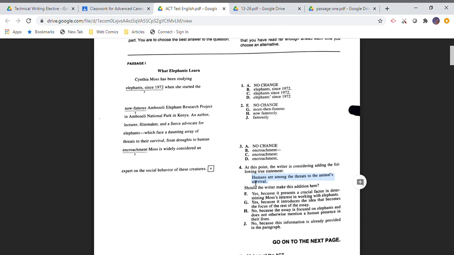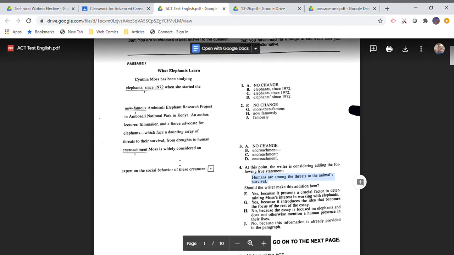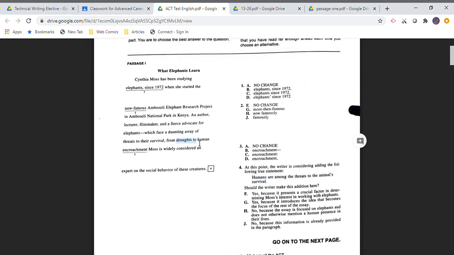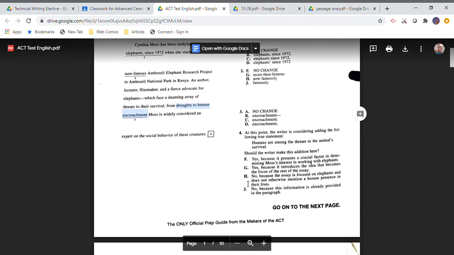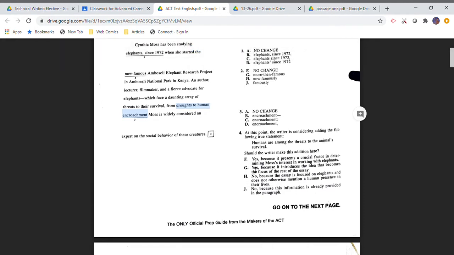So to jump from that to humans are among the threats to the animal survival, first is kind of jarring. Like, that's a whole different point than what this paragraph is trying to do. Not only that, but look at this. From droughts to human encroachment. We already said something about humans. So let's look at our options. Yes and yes are the first two. I'm leaning towards no, so I'm going to read H and J.